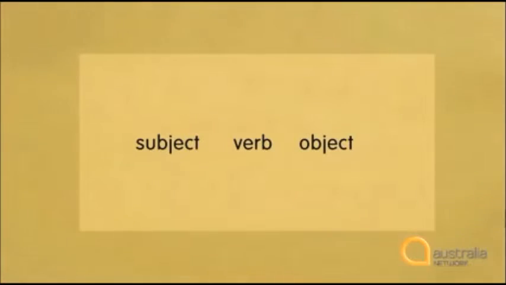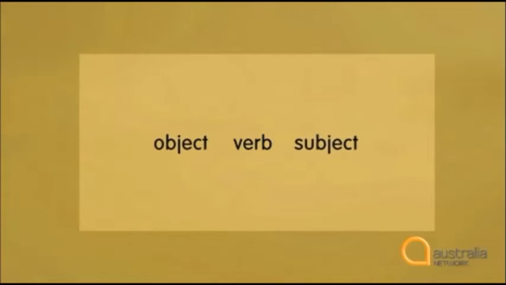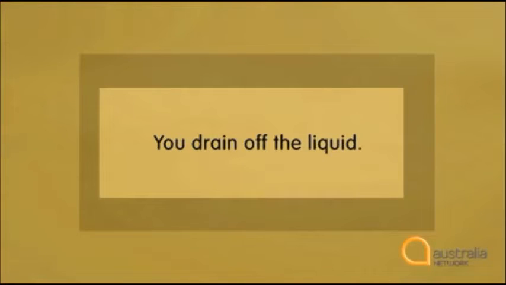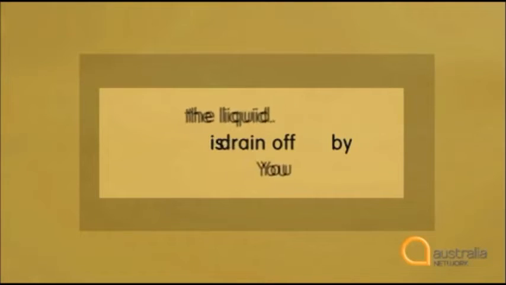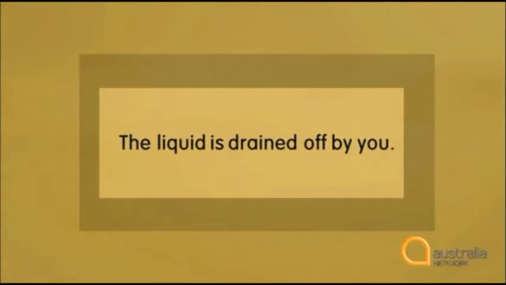Most English sentences use the active form. That's subject, verb, object. But in the passive, sentences begin with the object of the verb. Object, verb, subject. In this sentence, we know that drain off is the verb. You is the subject and the liquid is the object. So, to form a passive sentence, we'll need to turn the sentence around into object, verb, subject.